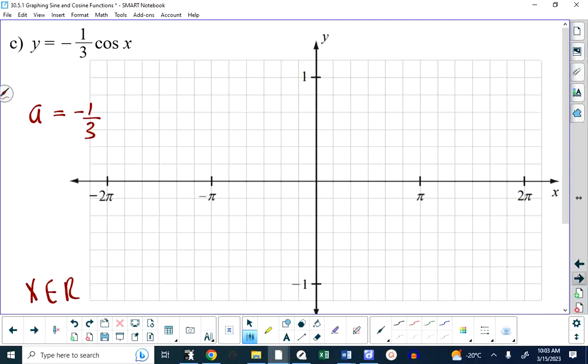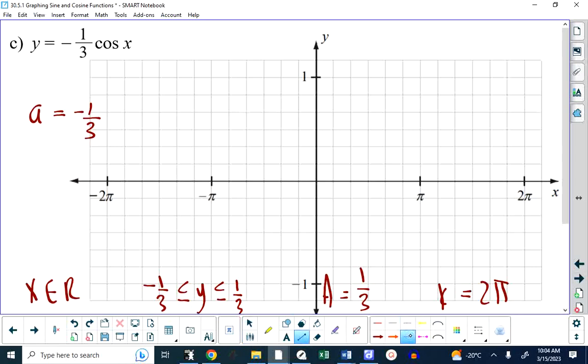Will flipping cos of x over vertically affect the amplitude or the period? No. But the 1/3 will stretch this vertically by a factor of 1/3, which means the range is going to be -1/3 to 1/3. The amplitude is going to be 1/3. The period, because we didn't mess with anything horizontally, is going to be 2 pi. What this would look like is the following.